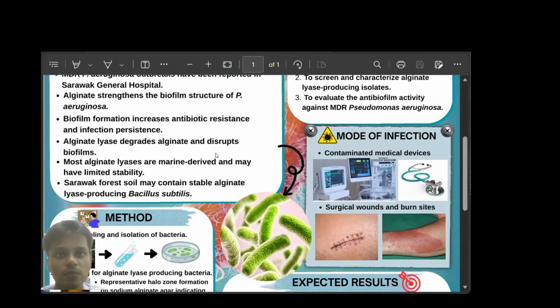Therefore, the study aims to investigate microorganisms such as Bacillus subtilis that can be isolated from the Sarawak forest soil. And why I chose Bacillus subtilis is because it is well known for secreting extracellular enzymes and is also classified as GRAS, meaning generally recognized as safe.